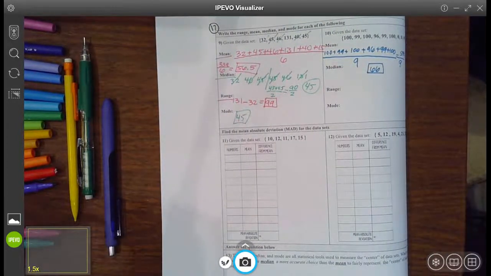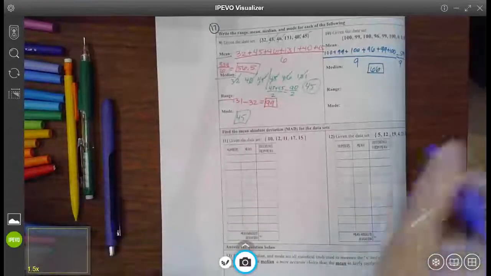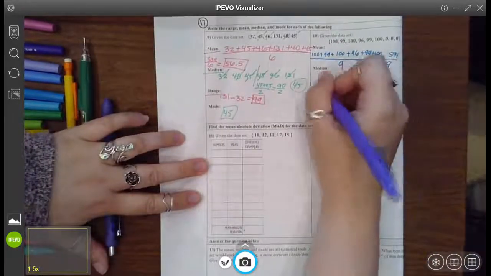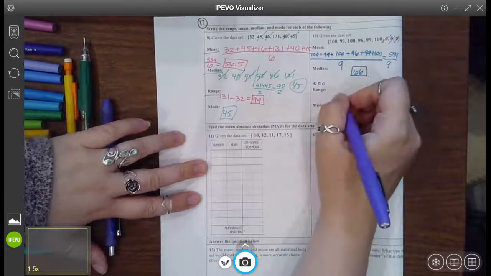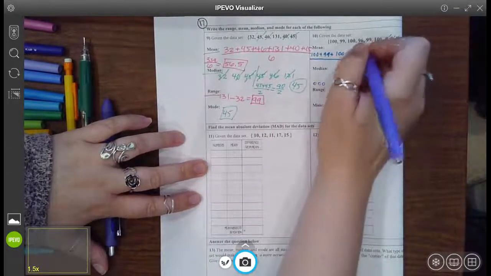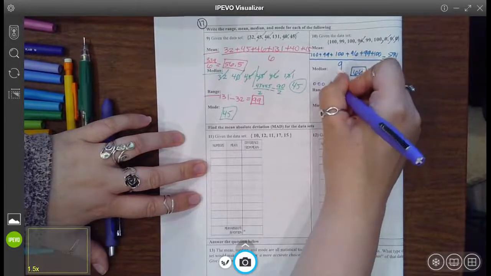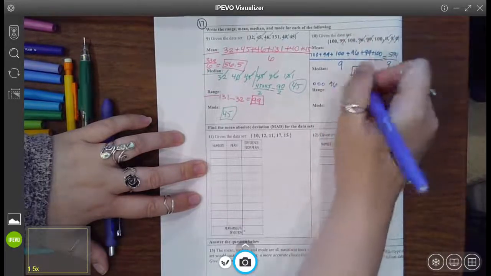For the next one, the median, put them in order. I knew that there was 3 zeros at the start, so 1, 2, 3. Okay, and then the next one I see is 96. And then 2 99s.